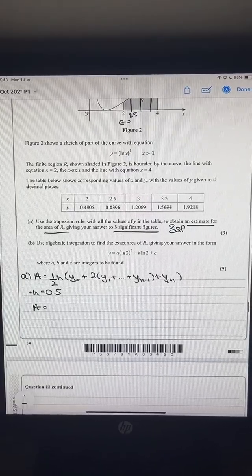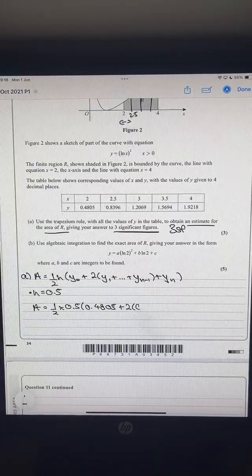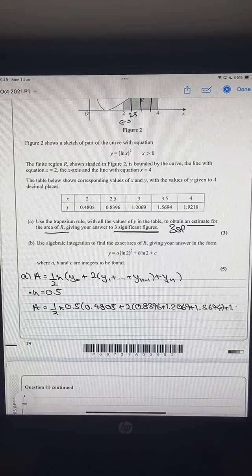So area is equal to a half times by 0.5. And then I just have to substitute my values in. In my opinion, the only hard part is putting it into your calculator. So this is what I put into my calculator. 0.8085 plus 2 lots of 0.8396 plus 1.2069 plus 1.5694 plus 1.9218. I think those are all correct.